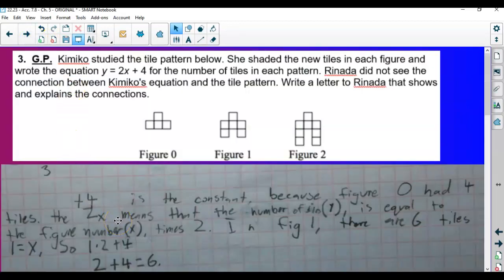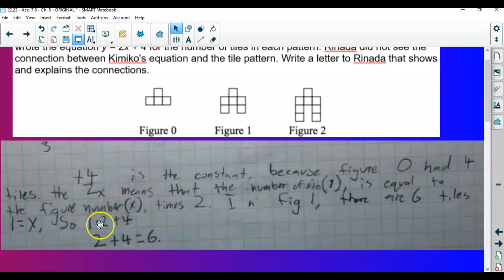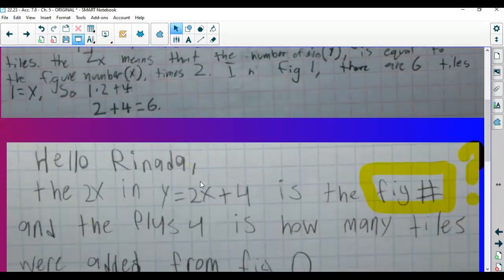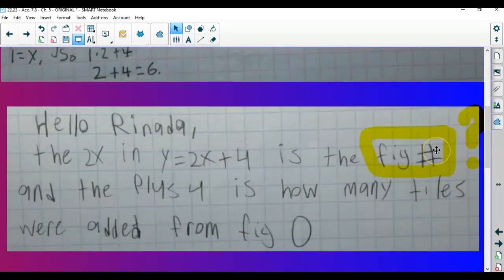Number 3, and actually this was Noah, but he just left us. So plus 4 is the constant because figure 0 had 4 tiles. 2x means that the number of tiles is equal to the figure number times 2. Now here's one concerning thing. If you said that 2x is the figure number, you're halfway right. What is the figure number? The x. 2x includes the coefficient or the multiplier.